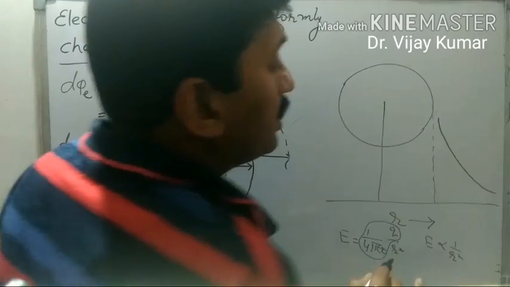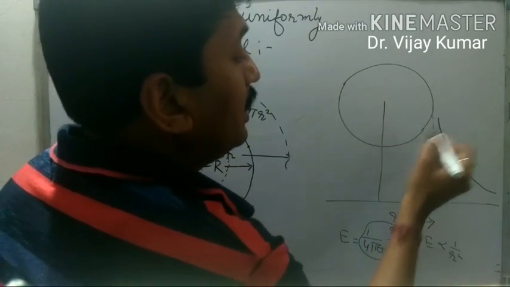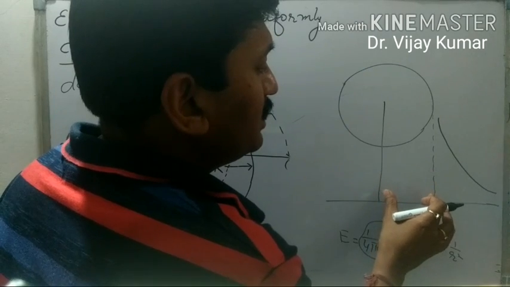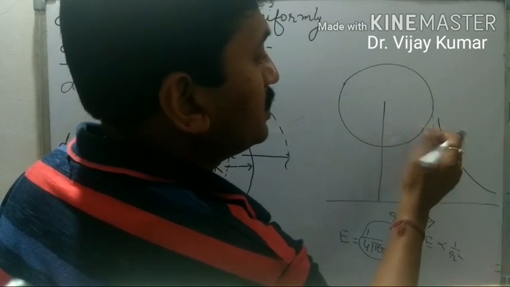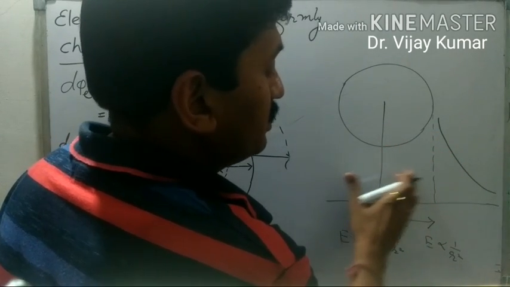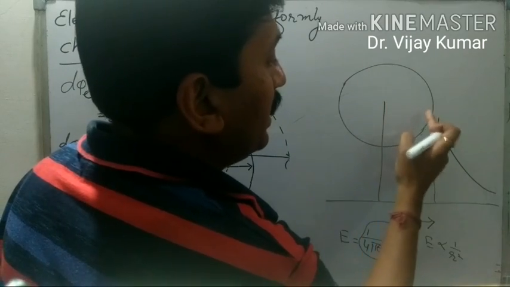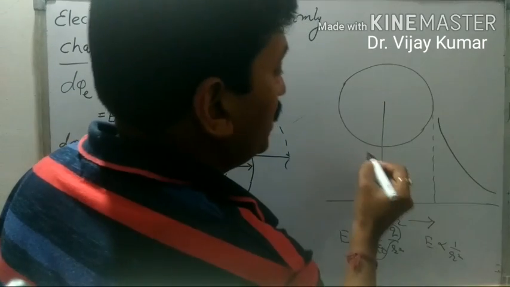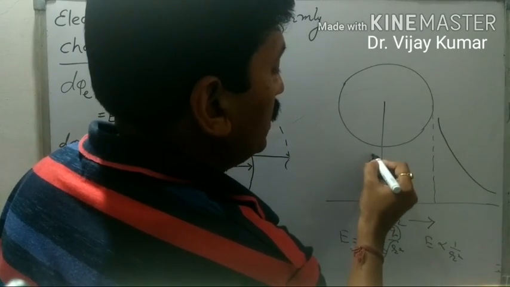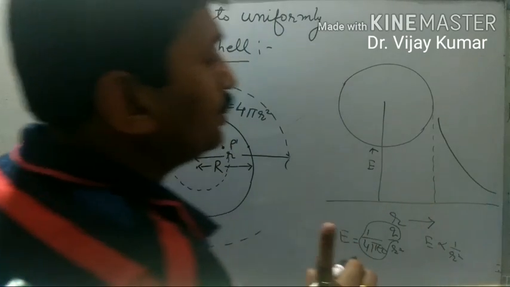It should be a curve outside the spherical shell. And inside the spherical shell, there is no electric field. It means there is no curve between the center and the spherical shell. This is the variation of electric field with respect to distance.